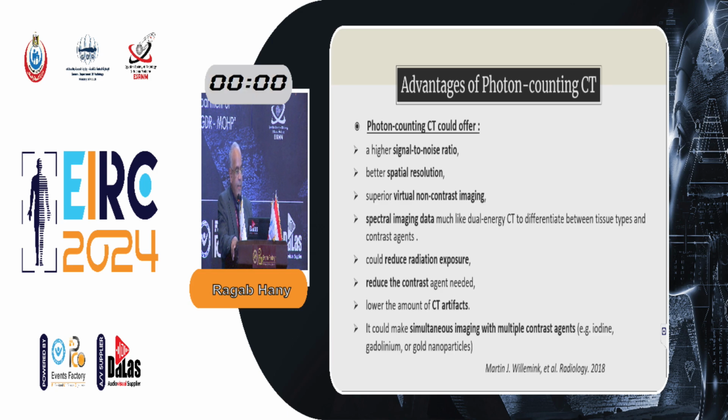So we have many advantages of photon counting CT scan. It gives us a high signal to noise ratio, high spatial resolution, and superior virtual non-contrast imaging. Also, we have the spectral imaging data, which give us different tissues like iodine, calcium, or non-calcium. Also, we can reduce the radiation exposure to the patient, reduce the amount of contrast, and also reduce the CT artifacts.